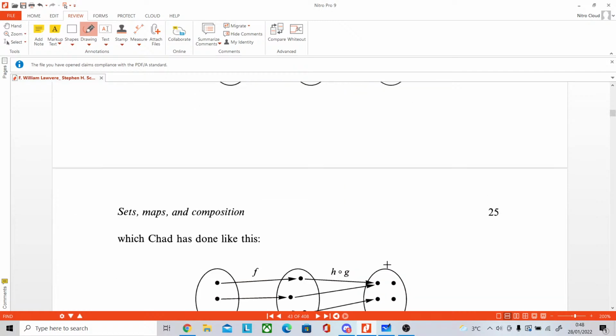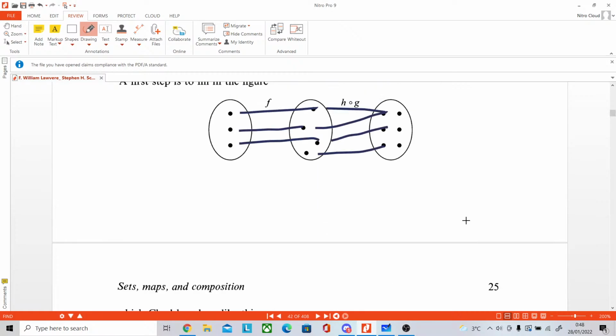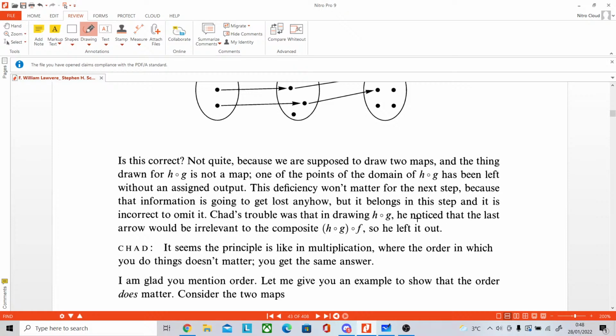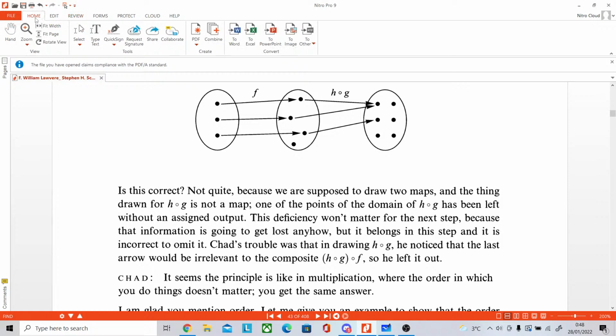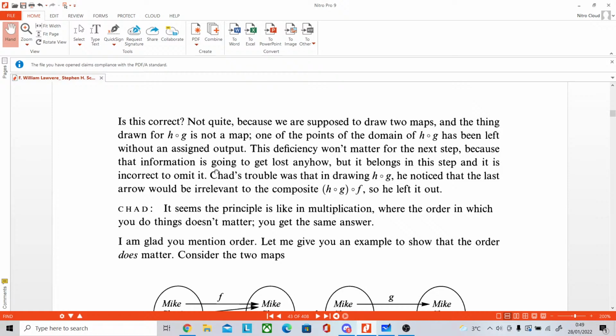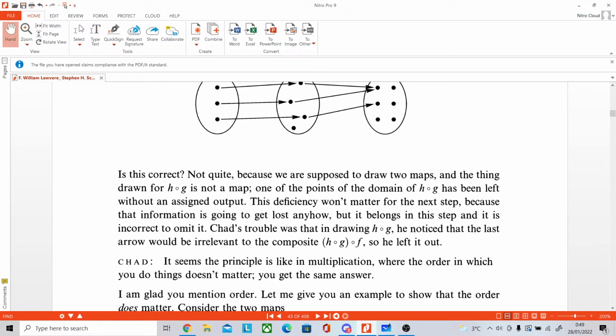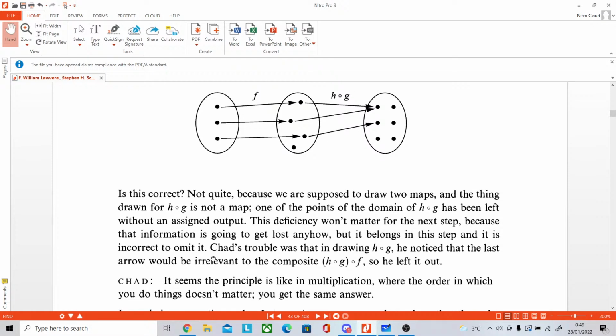So did you do this right, Chad? No, you didn't, you idiot. You forgot this line over here. Yeah, if you forgot this line over here, one of the points of the domain of HG has been left without an assigned output. What an idiot, Chad. How could you make this mistake? This deficiency won't matter for the next step because that information is going to get lost anyhow. But it belongs in this step, and it is incorrect to omit it.